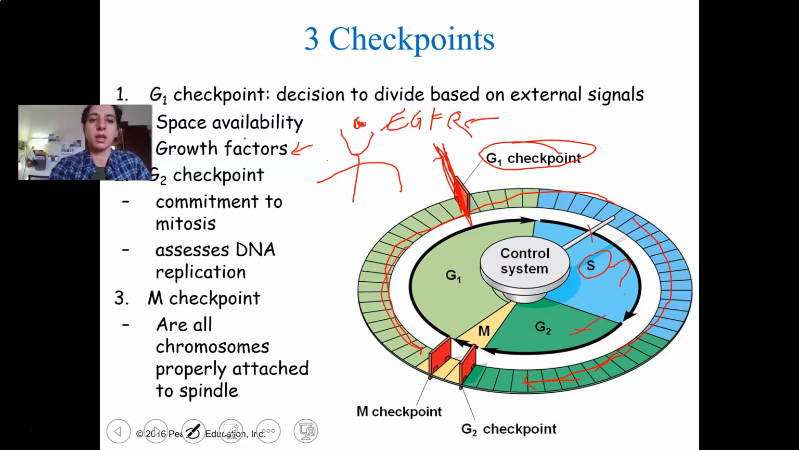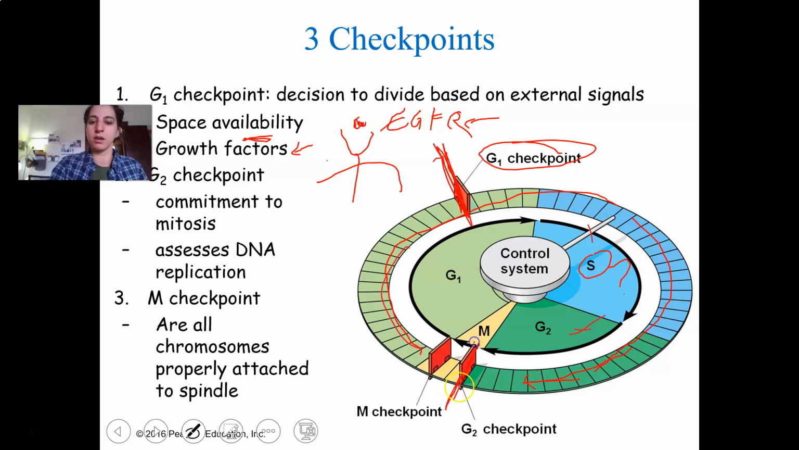The second thing it's going to check for, which we'll look at in the last part of this chapter, is: do I have space to grow, right? Like if you get a cut and you repair that cut on your hand, your cells are talking to each other and letting each other know that, hey, we've covered the space we need to cover. We don't need to grow anymore. Let's stop growing because there's no more space. Okay, so that's what the G1 checkpoint does.